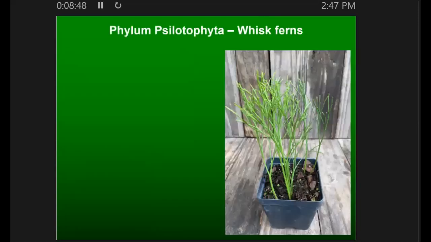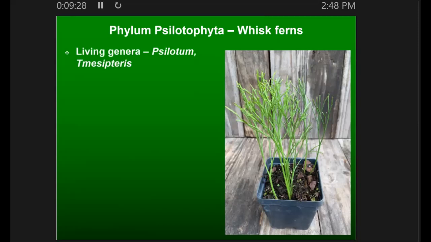And then this phylum. I put the phylum first because you're probably not familiar with whisk ferns. The phylum Psilotophyta. Anytime you see PS like that, a P with a consonant in science, the P is usually silent. So it's Psilotophyta, that's how it's pronounced. Whisk ferns are really weird looking, and they're the most primitive of all of the seedless vascular plants. Not many left. Most of them have gone extinct.